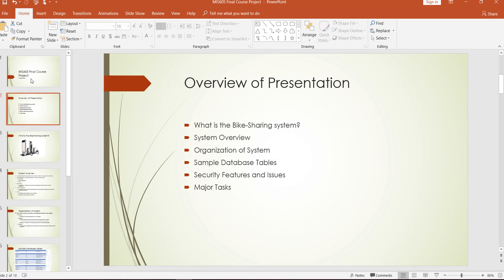So the overview of the presentation is as follows. First, we'll talk about what the bike sharing system is, followed by a system overview. Next, we'll discuss the organization of the system. And then we'll briefly look at some sample database tables using a relational database system. Then we'll look at some security features and issues. And we'll conclude with some of the major tasks that are needed to get the system up and running.